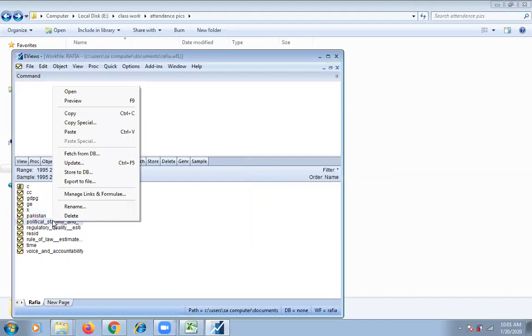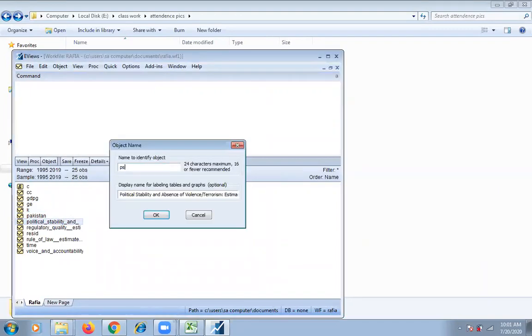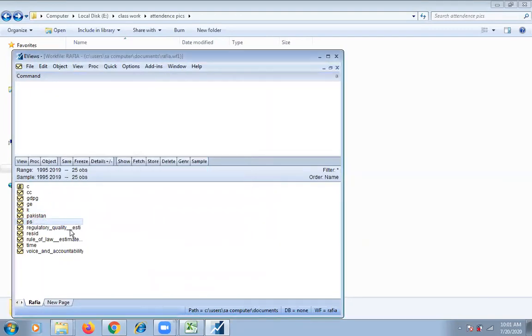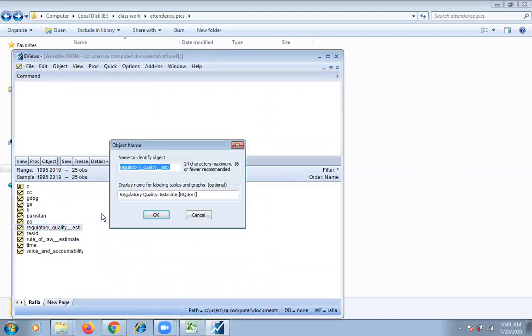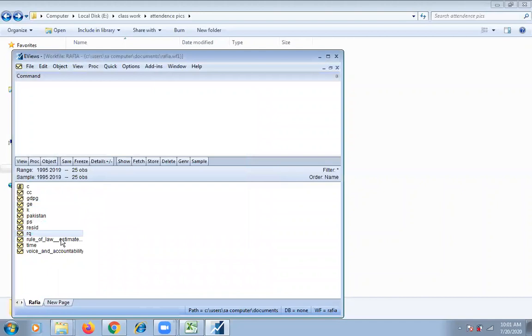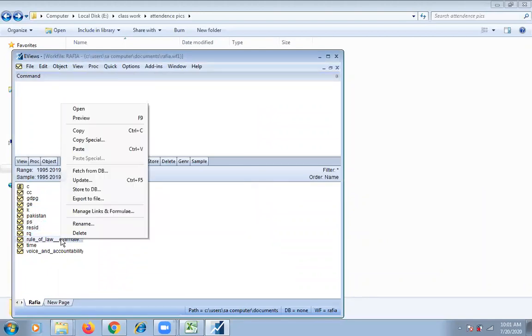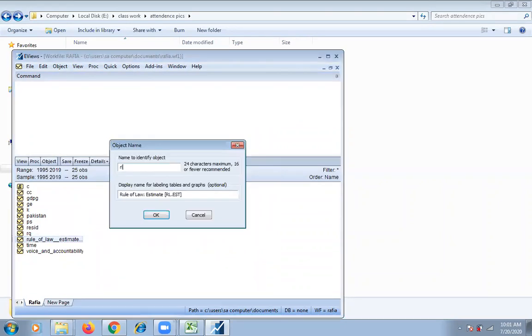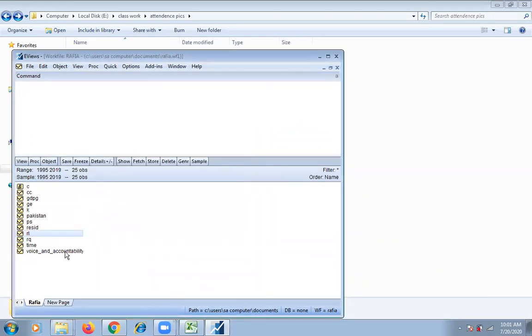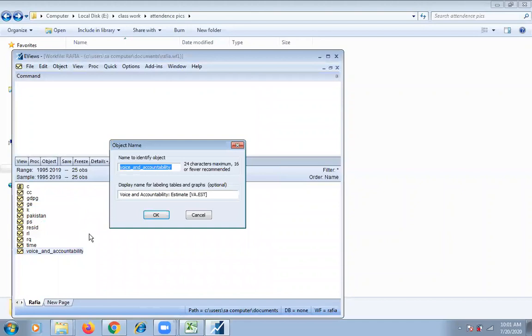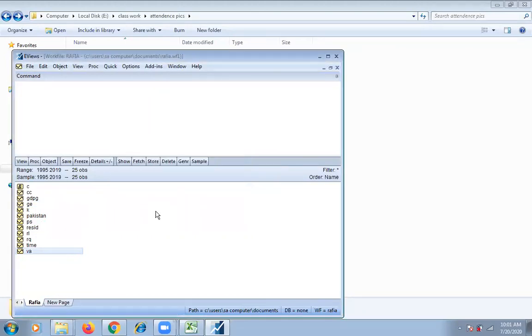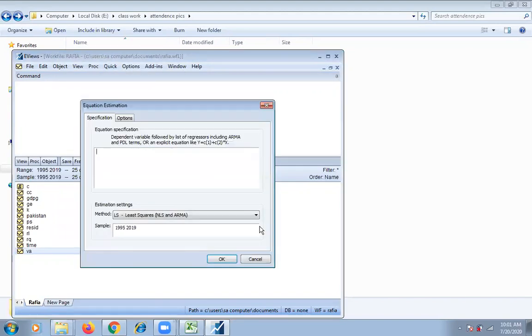Political stability, just PS. Regulatory quality, just RQ. Rule of law, just RL. Voice and accountability, just VA. Getting the point? Now we are going to click estimate equation.